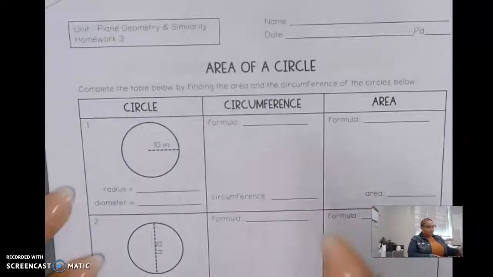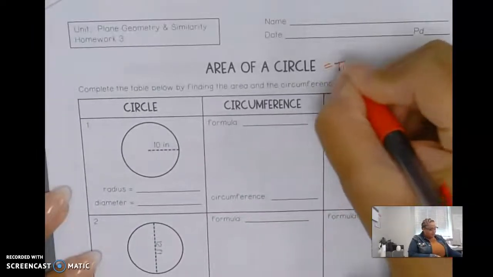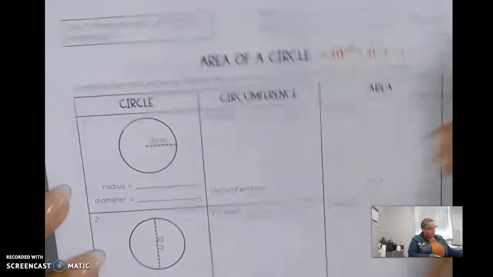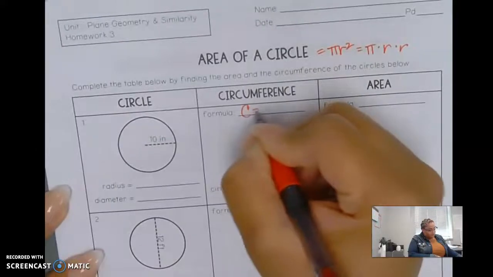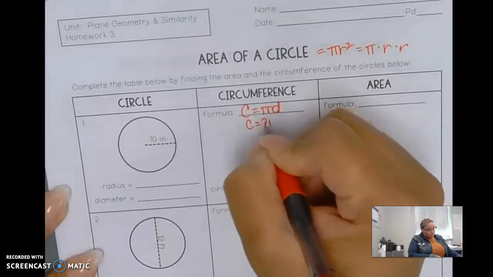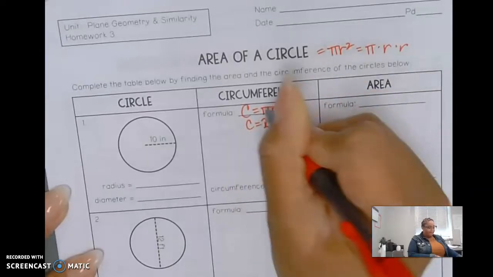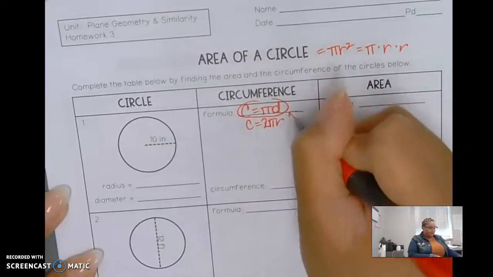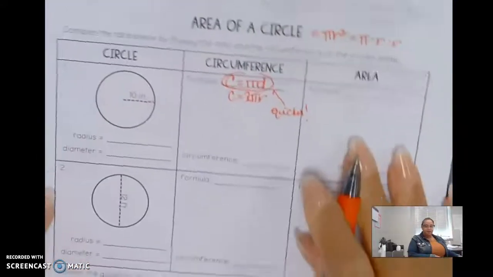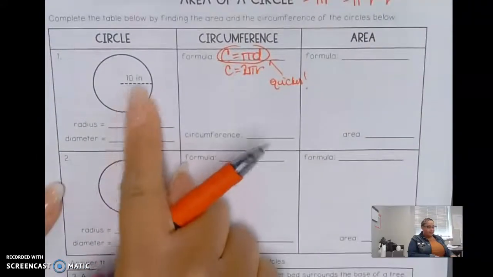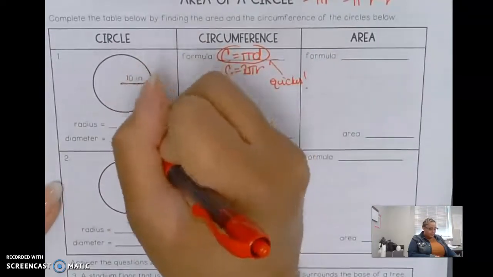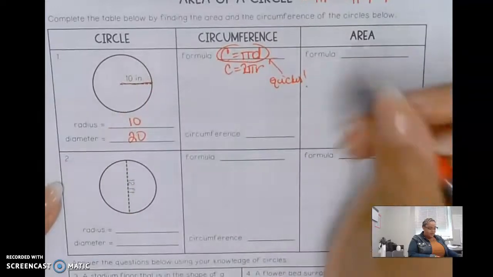So for starters, area of a circle is pi r squared, which is pi times r. And the circumference of a circle, I like to use pi times diameter. You can also use 2 pi r, but pi times diameter is quicker. Okay? So I've got to define my radius and my diameter. My radius here is 10. My diameter will then be 20.